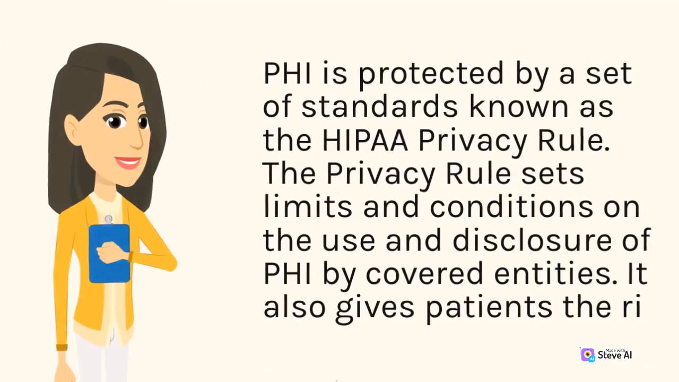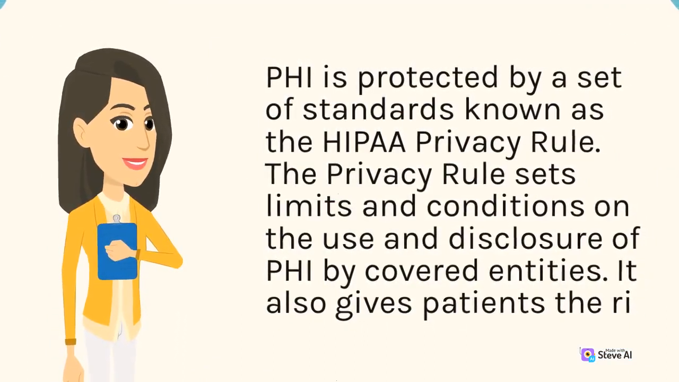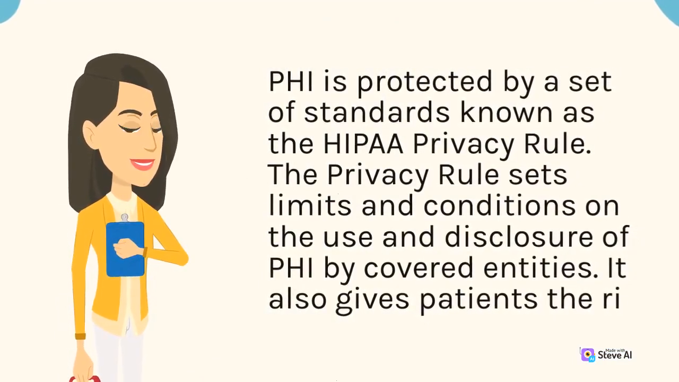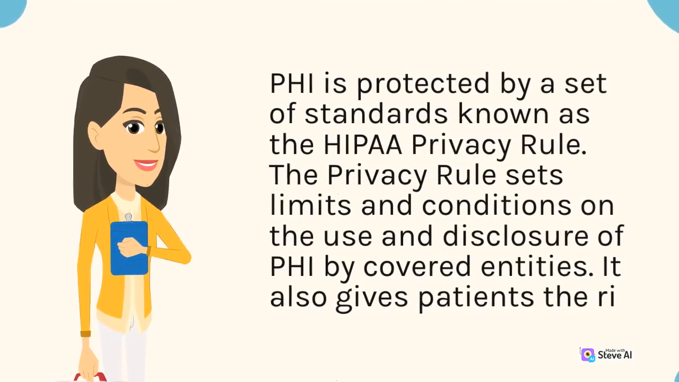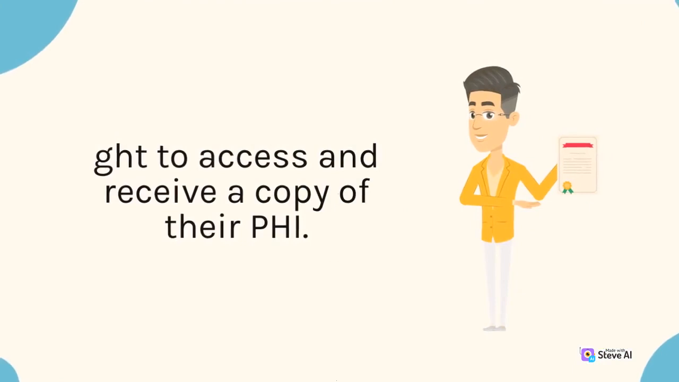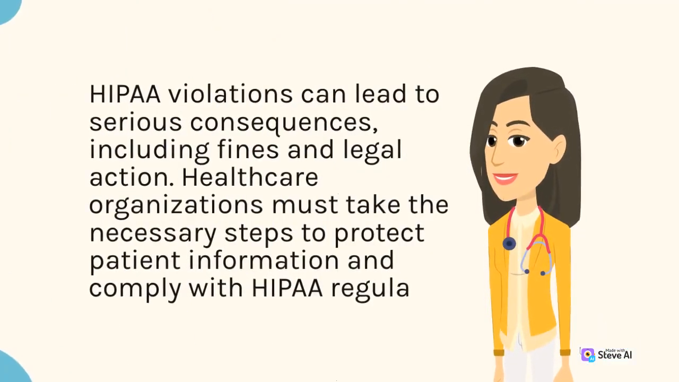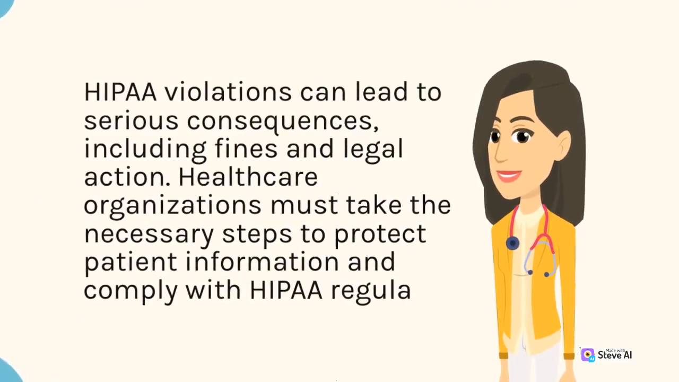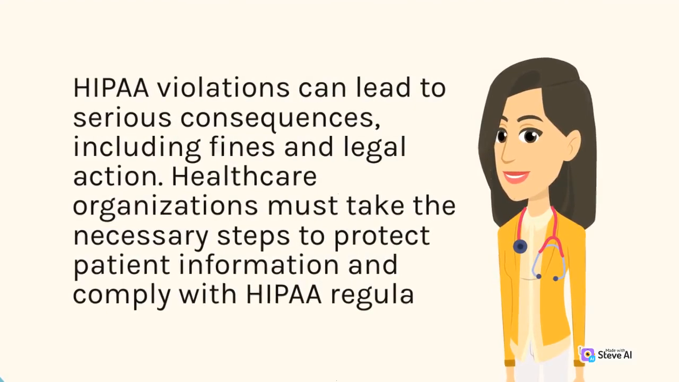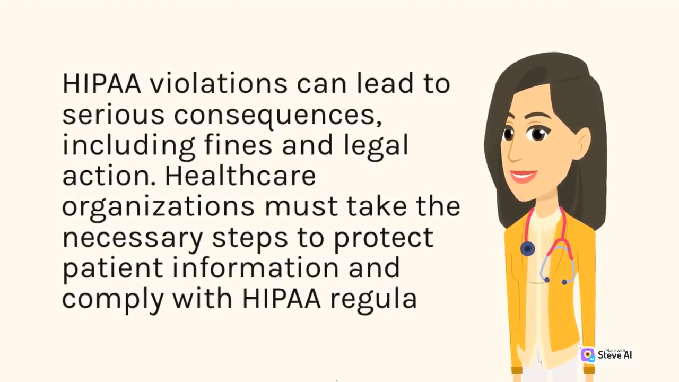PHI is protected by a set of standards known as the HIPAA Privacy Rule. The Privacy Rule sets limits and conditions on the use and disclosure of PHI by covered entities. It also gives patients the right to access and receive a copy of their PHI. HIPAA violations can lead to serious consequences, including fines and legal action. Healthcare organizations must take the necessary steps to protect patient information and comply with HIPAA regulations.